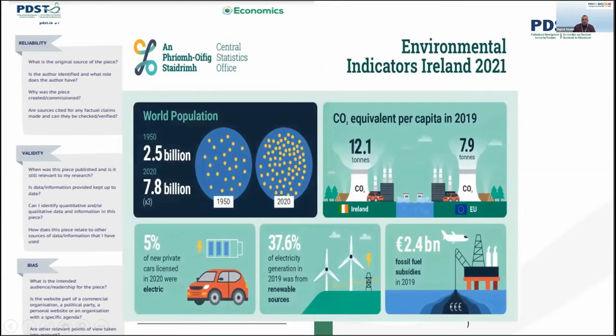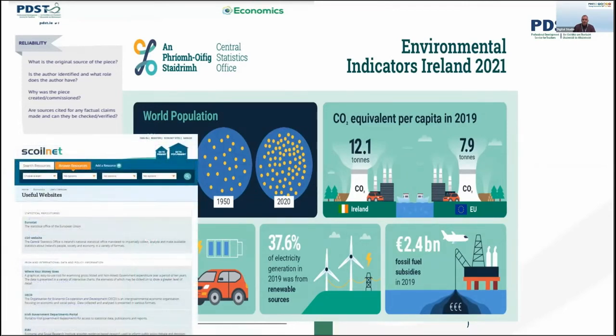In terms of reliability, students might check the origin of a piece. For example, this infographic compiled by the CSO is based on reliable data sources, and the CSO provide links for the original sources of the data and figures that they cite. And students could use those for further exploration. These CSO infographics are very popular in classrooms, and CSO also have data visualization tools, and they serve as accessible, student-friendly gateways into working with data.